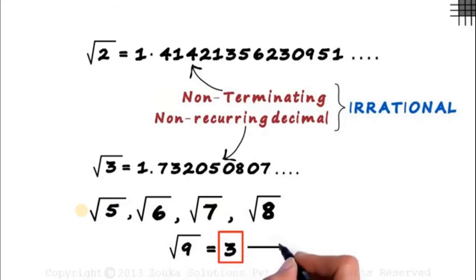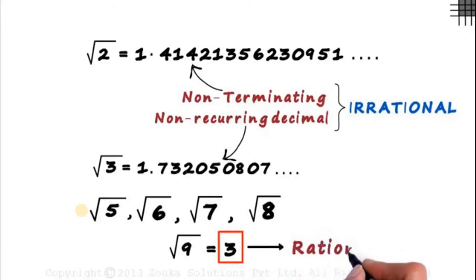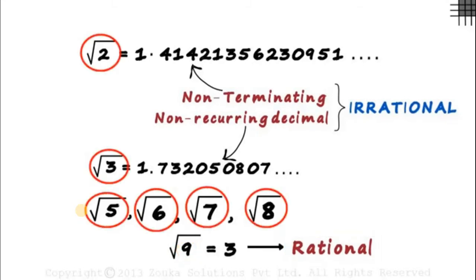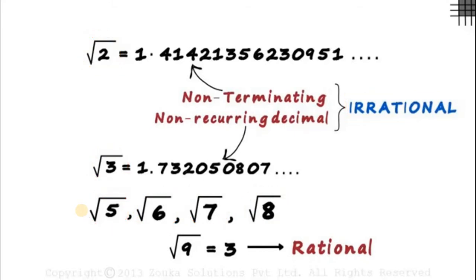But wait, root 9 equals 3. This is a rational number. Yes, root 9 is not an irrational number. In fact, the square root of 9 or the square root of any perfect square will be a rational number. But the square root of any number which is not a perfect square will always result in an irrational number.